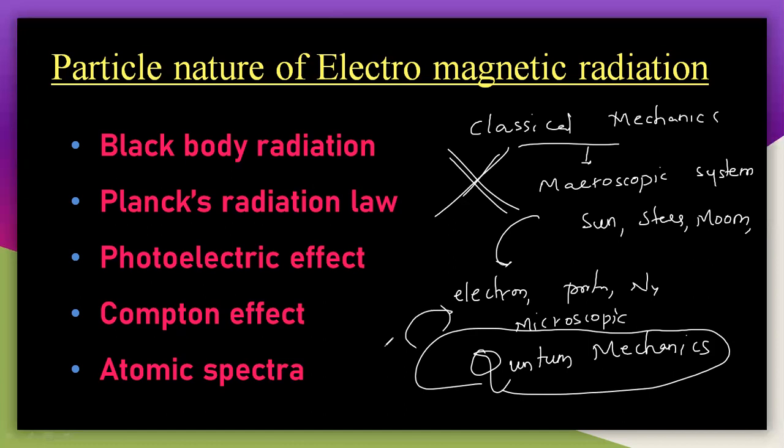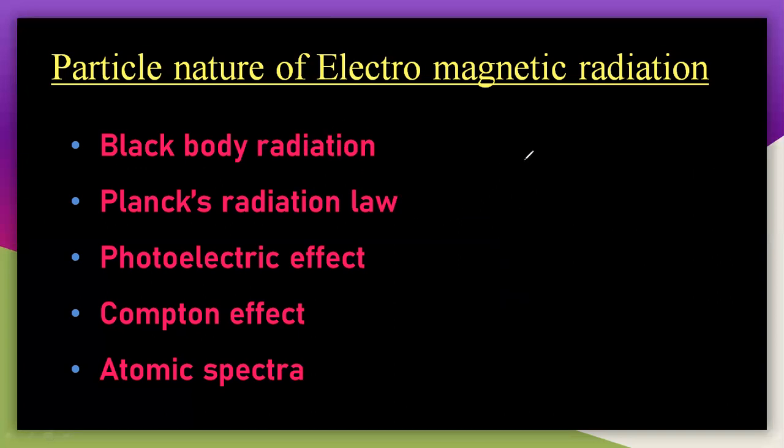But the basis of this quantum mechanics is the particle nature of electromagnetic radiation, that is the black body radiation. So here the electromagnetic radiation is in two ways. One is wave nature. The wave nature comes under the general electromagnetic radiation. It will propagate in a wave manner. That also is studied in the classical mechanics. But here you have to understand the particle nature of electromagnetic radiation.